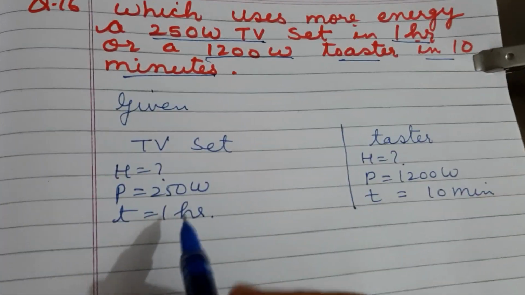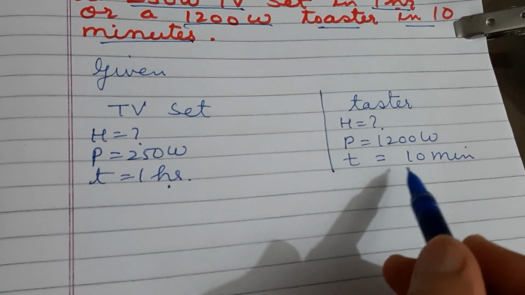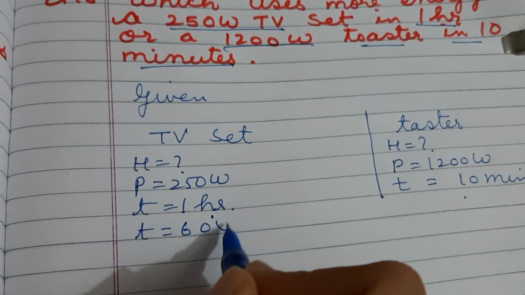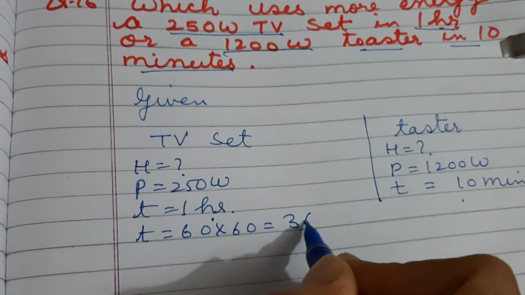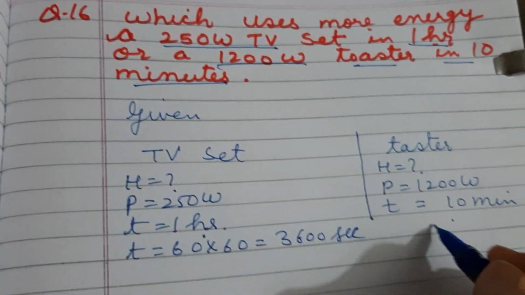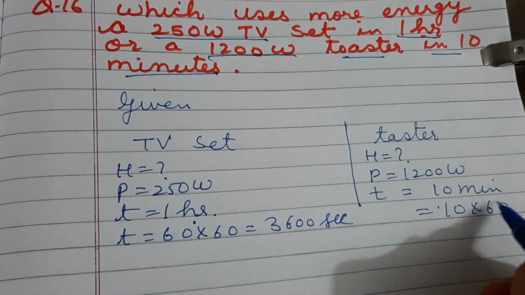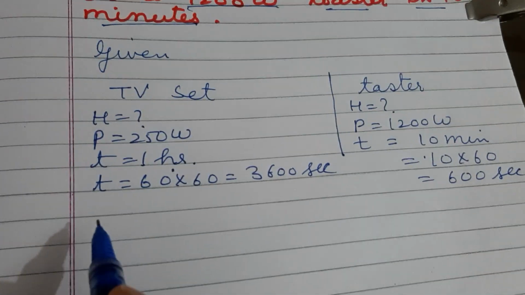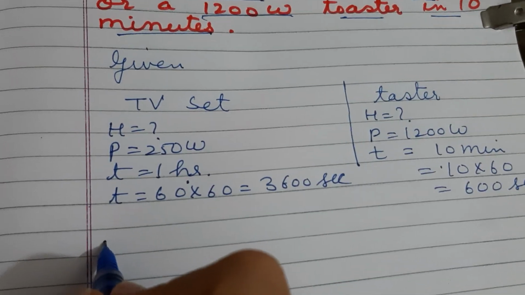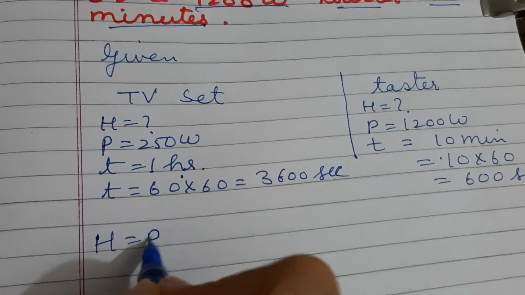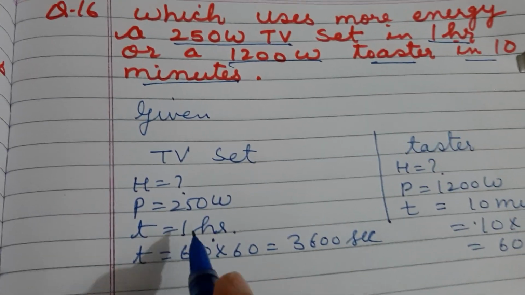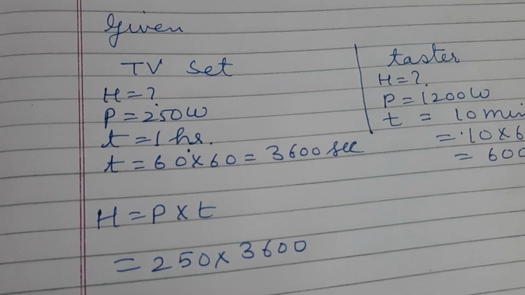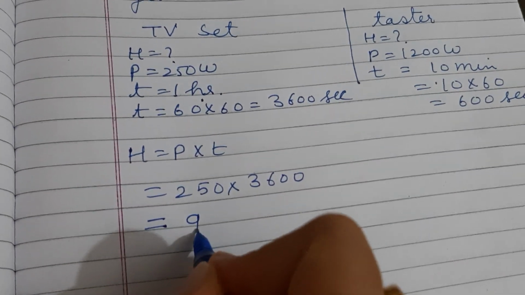First we will convert the time into seconds, here and here also. 1 hour is 60 minutes, 60 minutes into 60 seconds, so it is 3600 seconds. Here it is 10 minutes into 60 seconds, so it is 600 seconds. Now we will use the formula: H = P into T. Power is 250 and time is 3600. By multiplying both, we will get the energy.